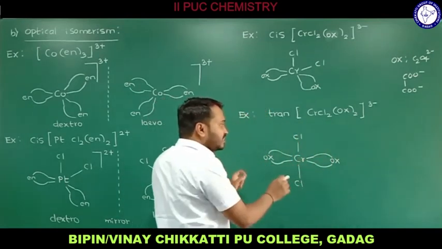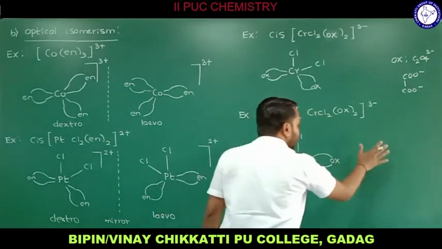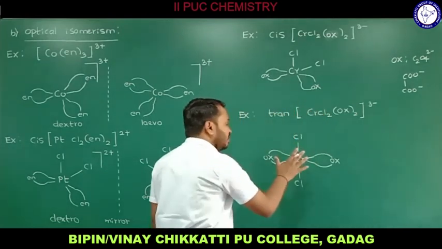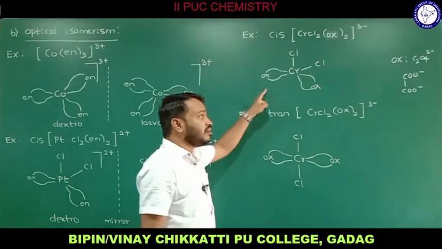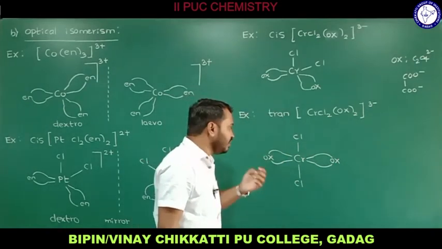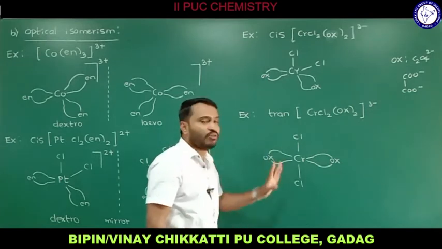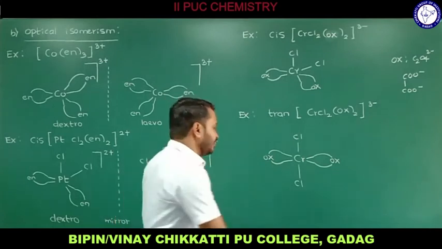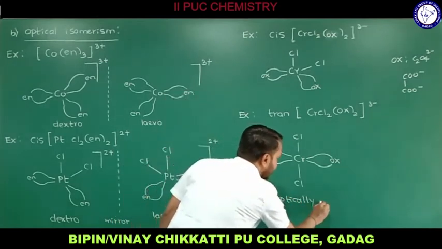So since it is trans, we have a Cl, OX, OX is same. But if you replace this one and place it over here, they are superimposable. Remember, in the previous example they are non-superimposable. In this particular example they are superimposable. Therefore this molecule is optically inactive. So I am going to write here, this is optically inactive.